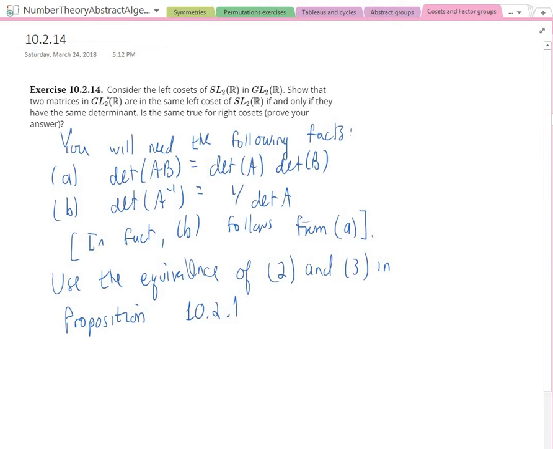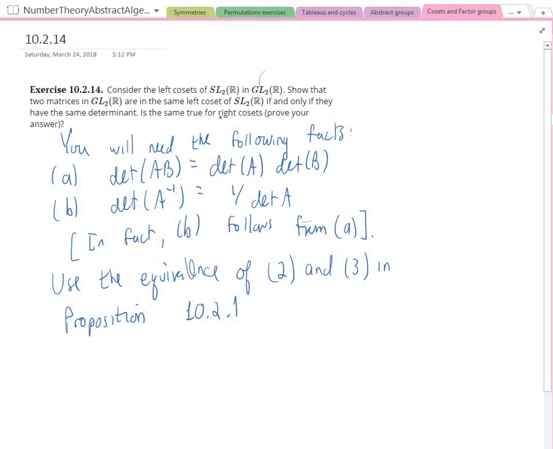All right, now here's another exercise, 10.2.14. It says consider the left cosets of SL2 of R. This is the 2 by 2 matrices with determinant 1. And GL2 of R, this is the 2 by 2 matrices with determinant non-zero, or invertible 2 by 2 matrices. And they show that 2 matrices in GL2(R) are in the same left coset of SL2(R) if and only if they have the same determinant. Now, is the same true for right cosets? Prove your answer.